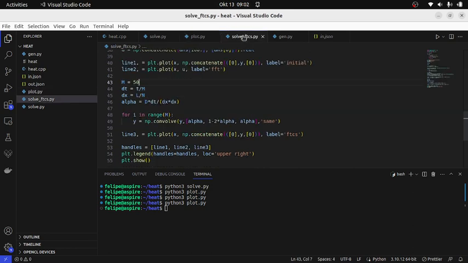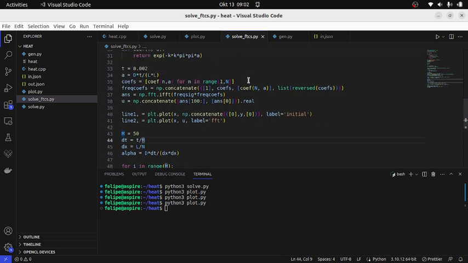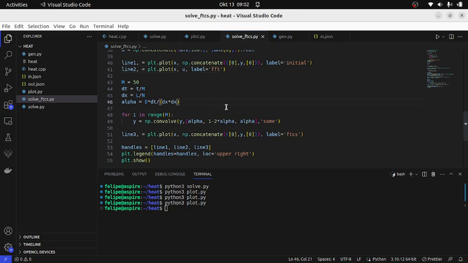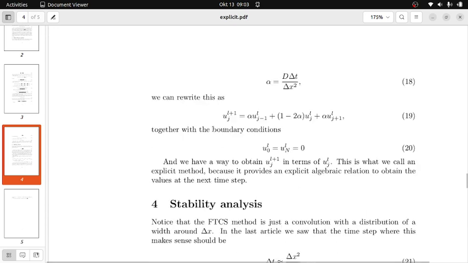Alright, and just a demonstration here. So here's what this code is doing. I'm plotting the initial field configuration and the FFT solution, which is the exact one. And then to plot the FTCS one, I run m times the convolution of y with alpha, 1 minus 2 alpha, alpha, and it's the same. So what this does is it computes this sum here, right? It computes this sum m times.